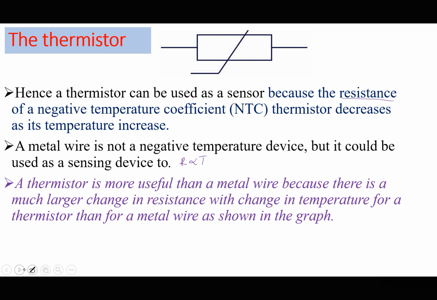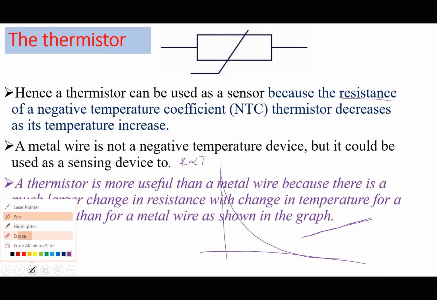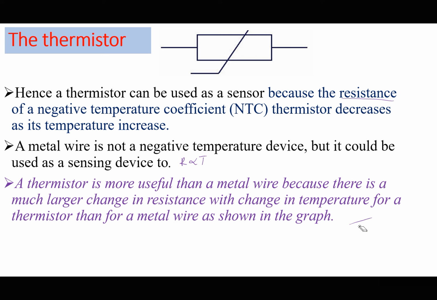So in that case, a thermistor is going to be more useful than a metal wire because there is a much larger change in resistance with a change in temperature for a thermistor than for a metal wire, as we have seen from the graph. You have seen the gradients. For a metal wire, it was just a line whose gradient was relatively smaller. But for a thermistor, we saw a deep fall in the slope, indicating that for a thermistor, the gradient is going to be bigger than the gradient for a metal wire.